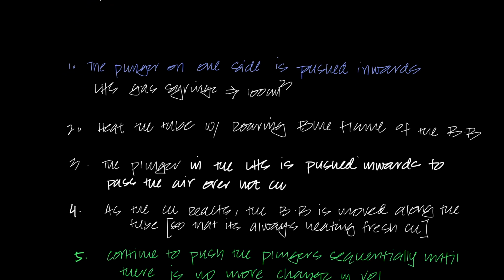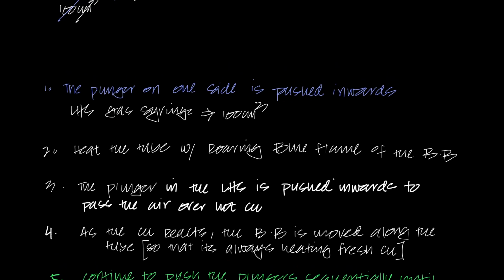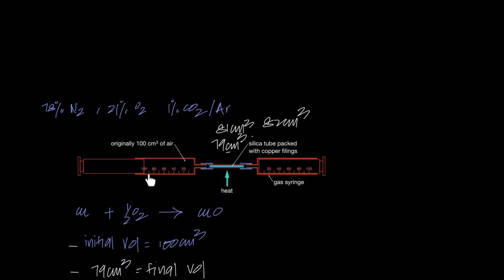So now I've completed the entire experiment for you, and I'll just quickly go over the points. So after you heat the tube with the roaring blue flame of the Bunsen burner, you start your experiment. And how do you start your experiment? You start to push the plunger on the left hand side right here. I'll show it to you. On the left hand side, you start to push the plunger inwards so that the oxygen in the air starts to react with the heated copper, right?